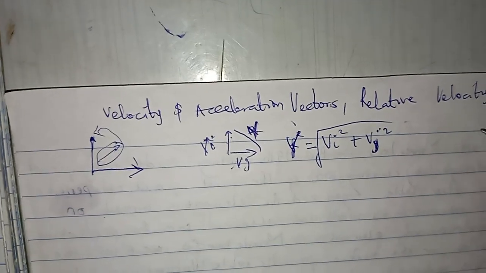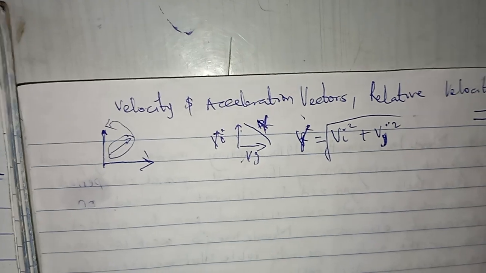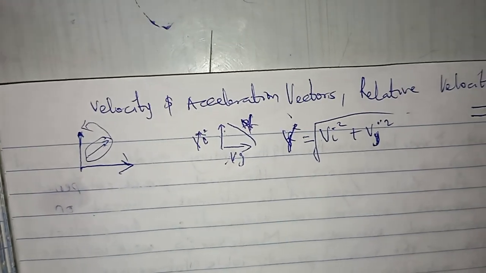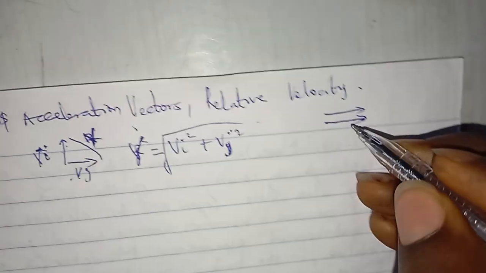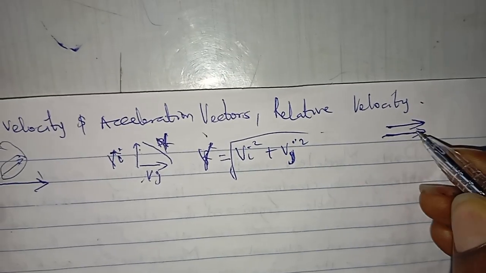Then relative velocity simply talks about the velocity of an object due to the velocity of another object. Relative velocity talks about the velocity of an object due to the velocity of another object.